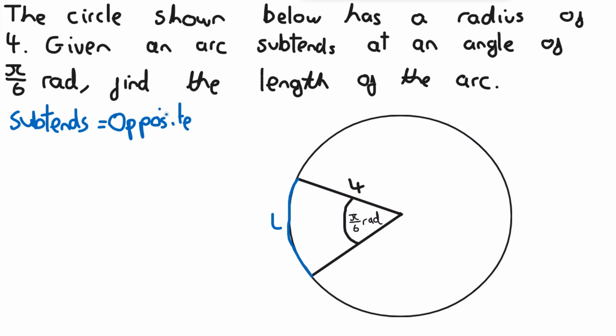And you can see how this works. It says an arc subtends an angle of pi over 6 radians, aka an arc is opposite an angle of pi over 6 radians, and you can see that this is the case. Here is the angle pi over 6 radians and the arc is opposite it here. So that's all the word means. It's not really that important, but just know that if you need to.